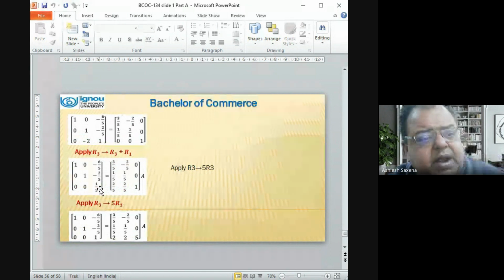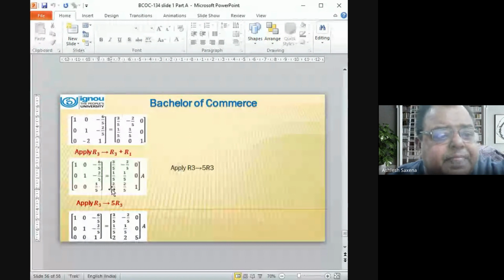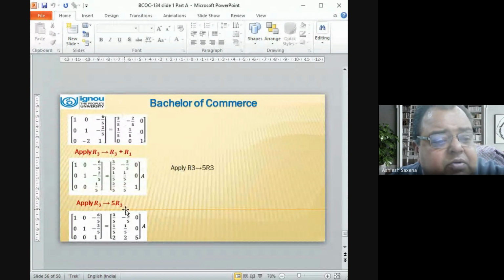Okay, we are adding R3 to R1. Okay, add it. R3 tends to R3 plus R1. We will be performing this over here, and then we will be applying R3 tends to 5 times R3. So this will become, now we are much worried about this part.